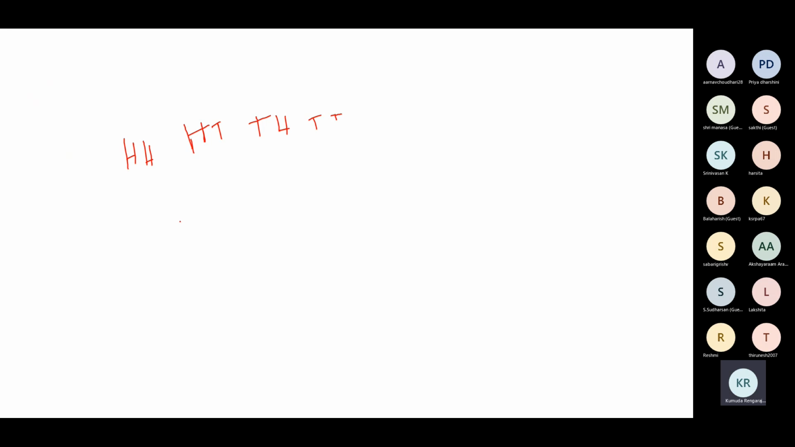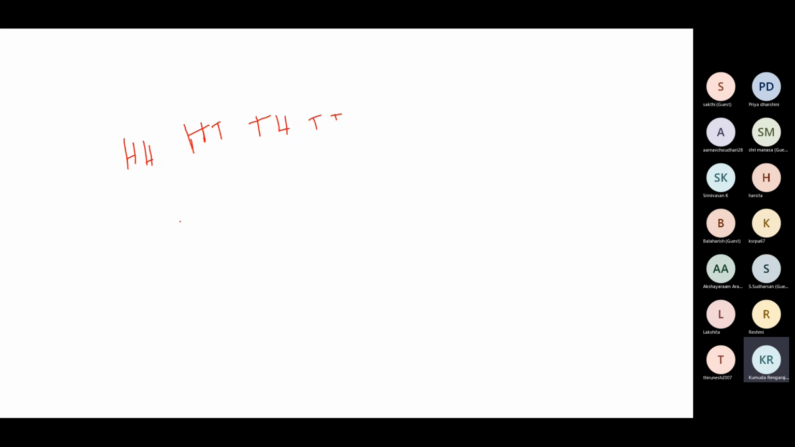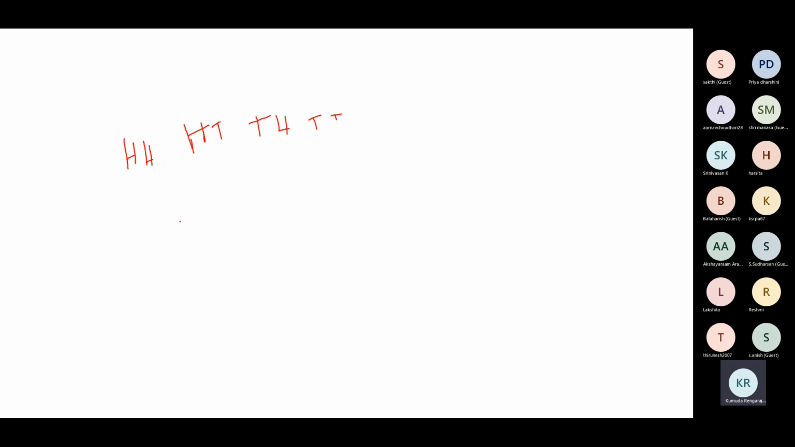So at most one head meaning one head or less than one head. At least one head means one head or more than one head. At most one means one or less than one. At least one means one or more than one. One or less than one meaning 1 and 0.